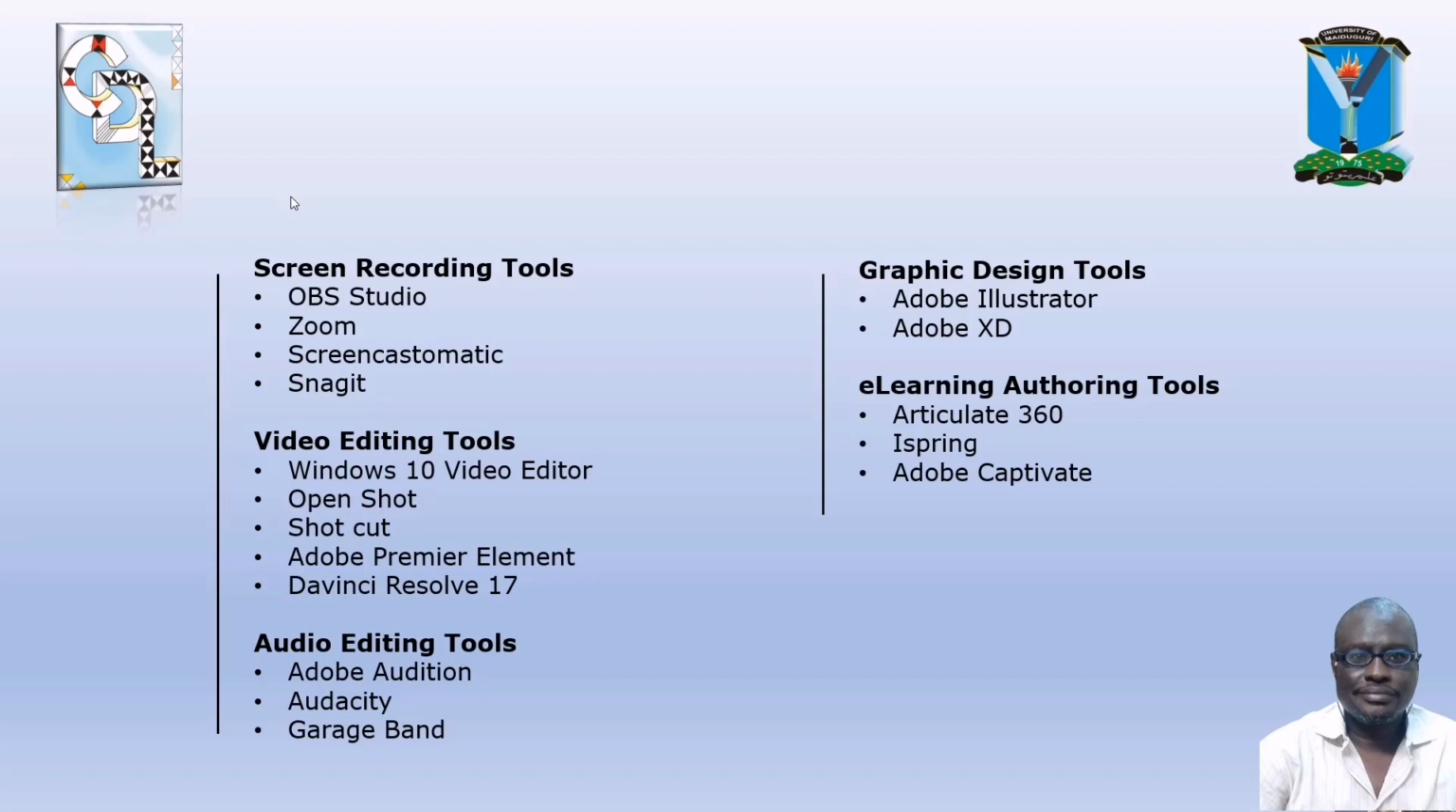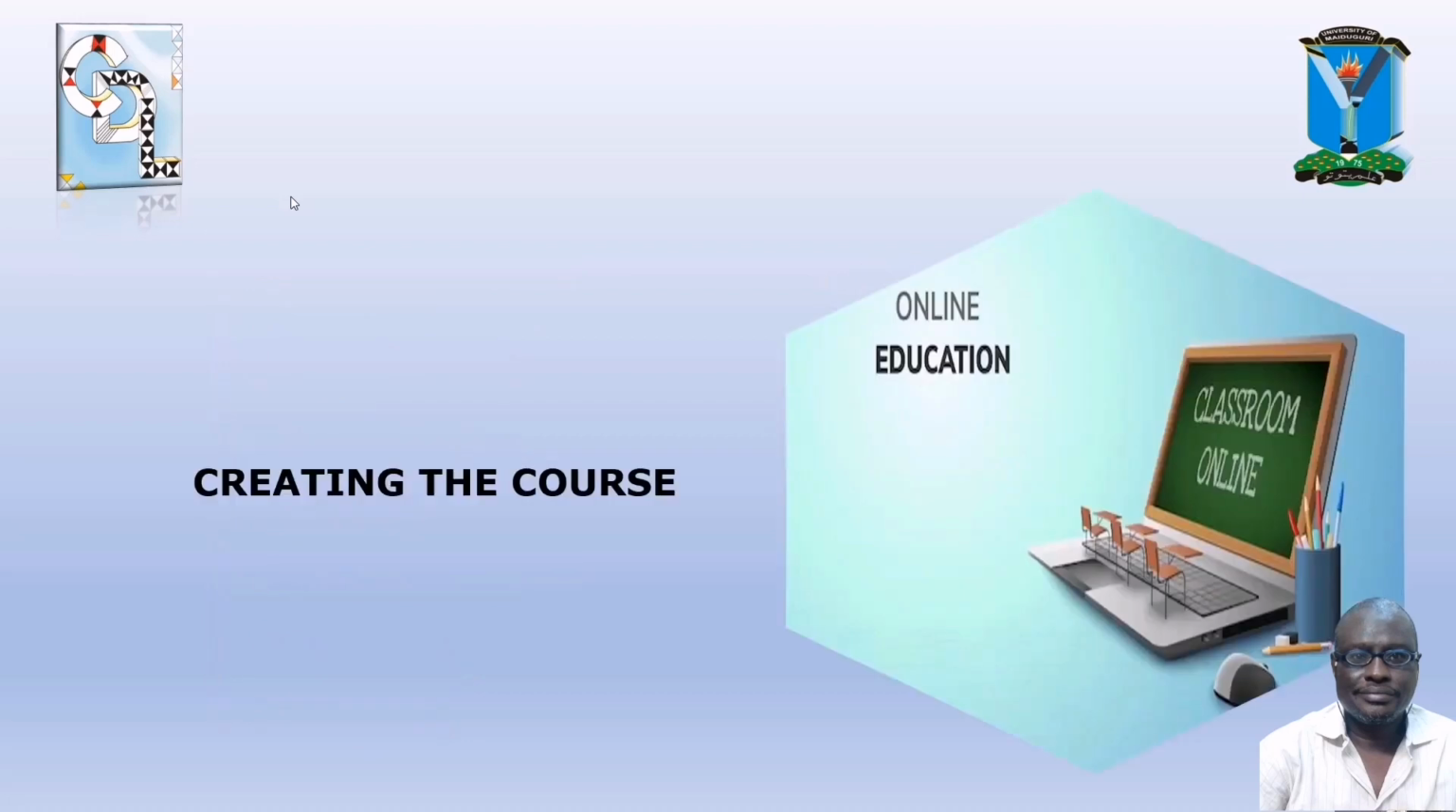To download any of these open source software, just go to Google and type the name and search. Select the link that is from the developer or the creator and download it. Creating the course.